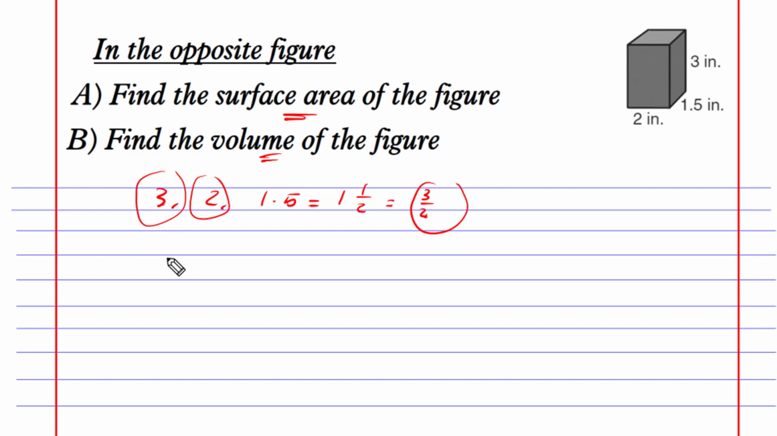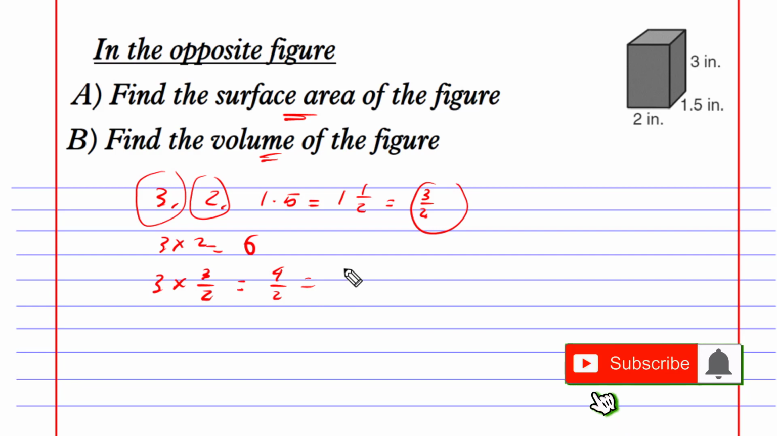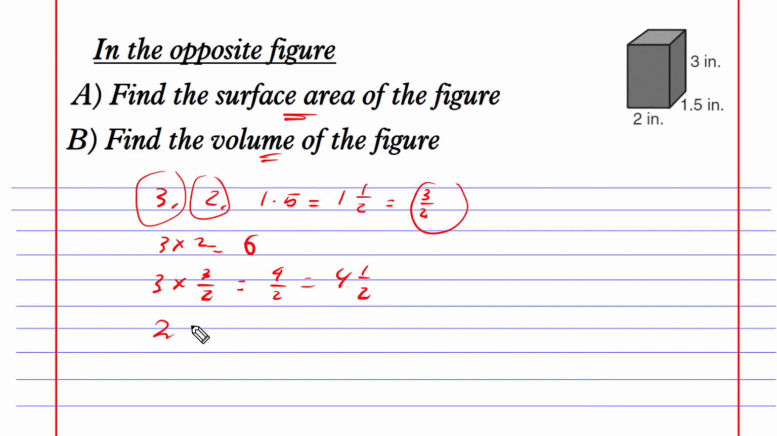First, we will multiply 3 by 2 equals 6. Second, 3 by 3 over 2. It will be 9 over 2. 9 over 2 means what, guys? Means 4 and 1/2. Last, we have 2 times 3 over 2. We can simplify. It will be 3. Now add all the products. 6 plus 3 equals 9. 9 plus 4 and 1/2 equals 13 and 1/2.